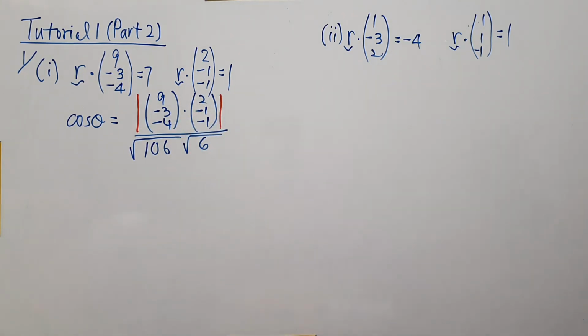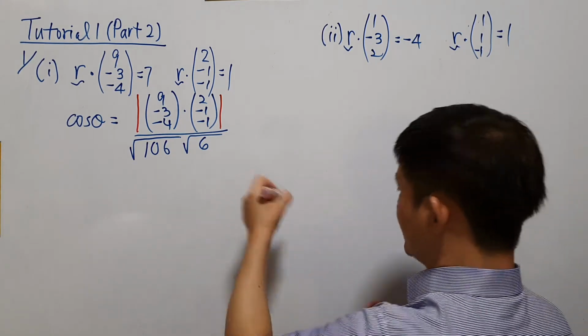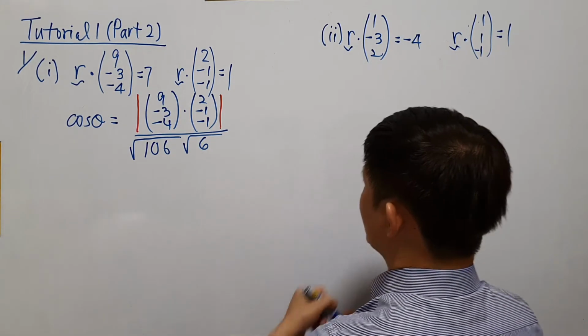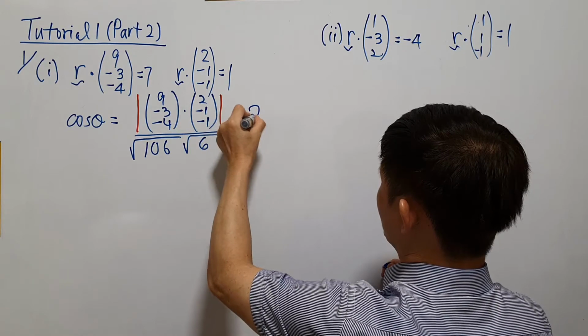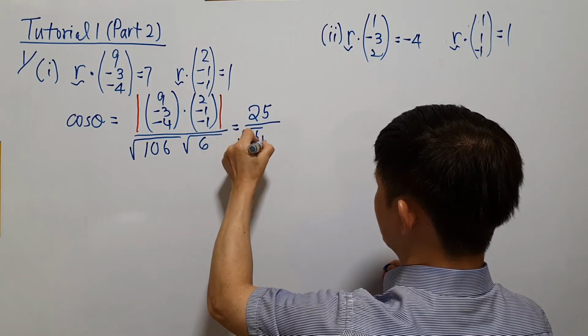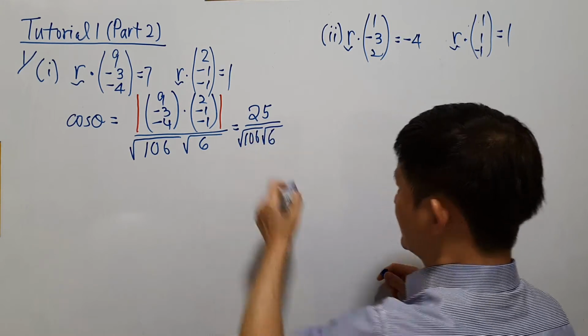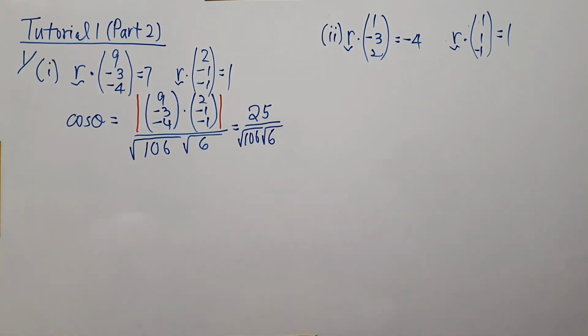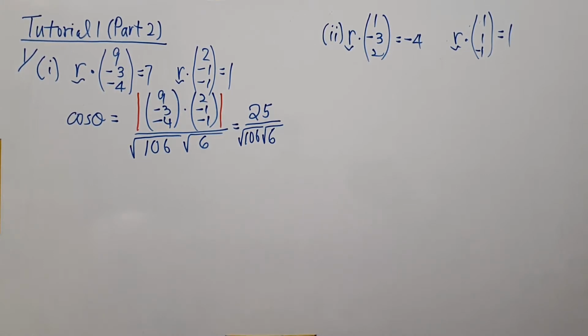So now let's do the arithmetic. For the numerator, you have 18 plus 7. 18 plus 7 is 25. So this gives me 25 over root 106 root 6. Then you can use a calculator. For this case, you will obviously need a calculator to do it.